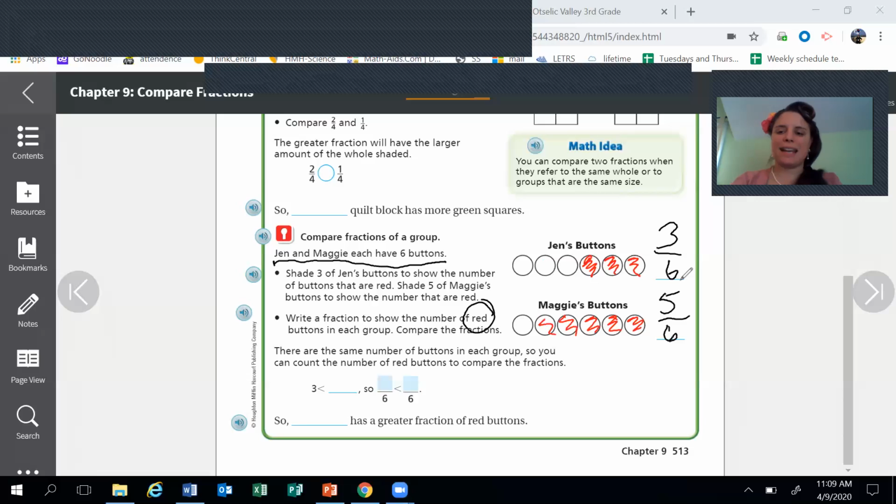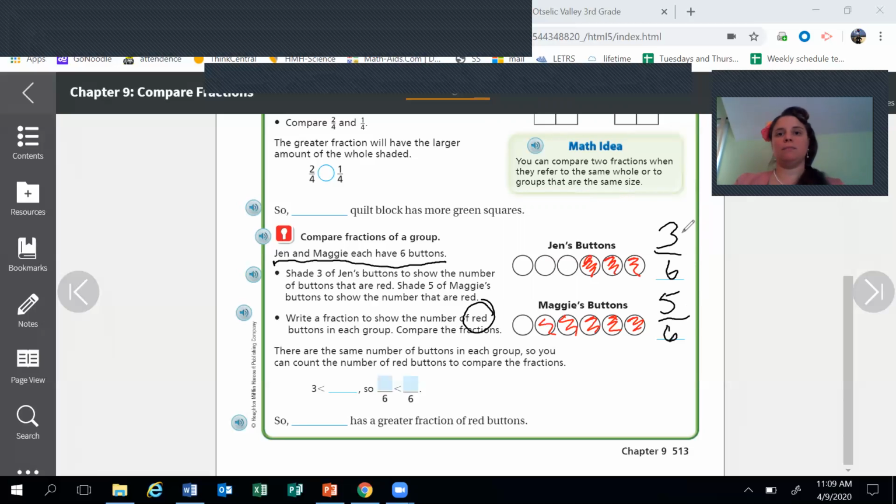Can you guys say those fractions for me? This is 3/6 and 5/6. Okay, so now we have to compare them. And we can easily compare these numbers by just looking at the numerators because our denominators are the same. So when we're looking at the numerators, we have a 3 and a 5.